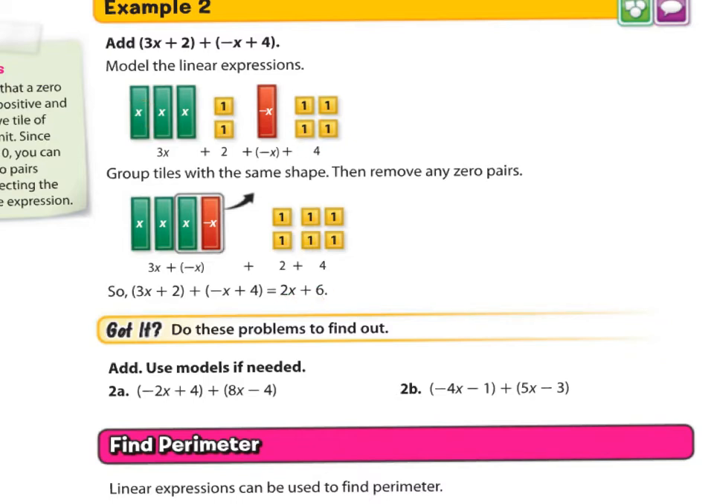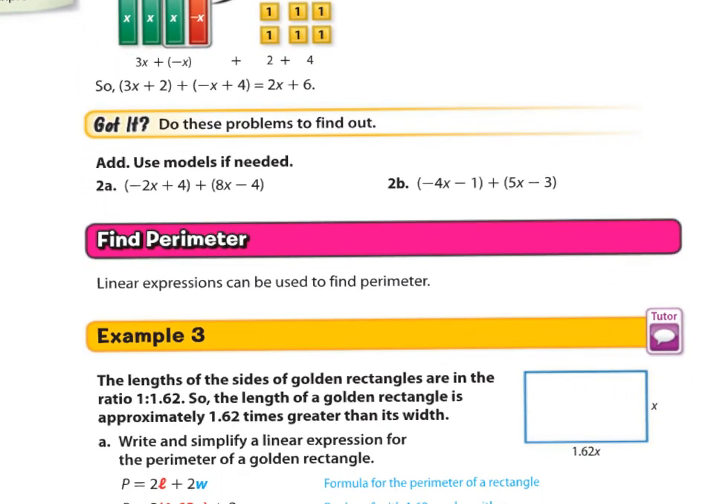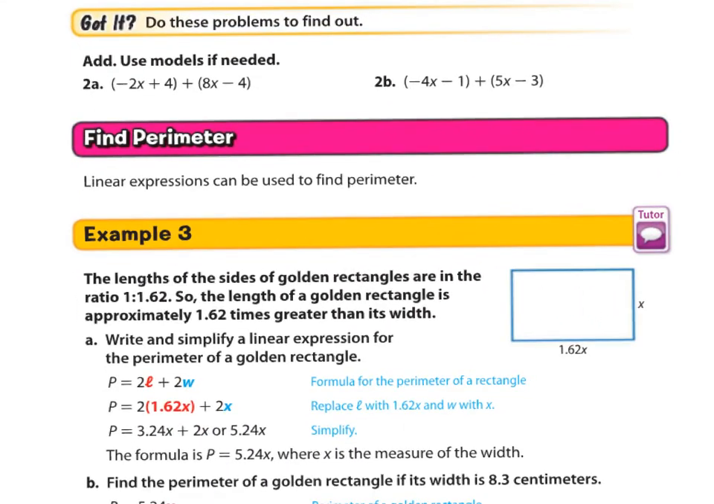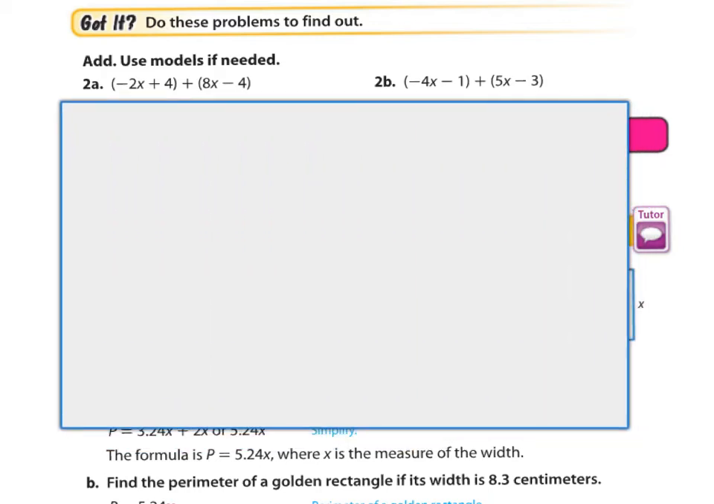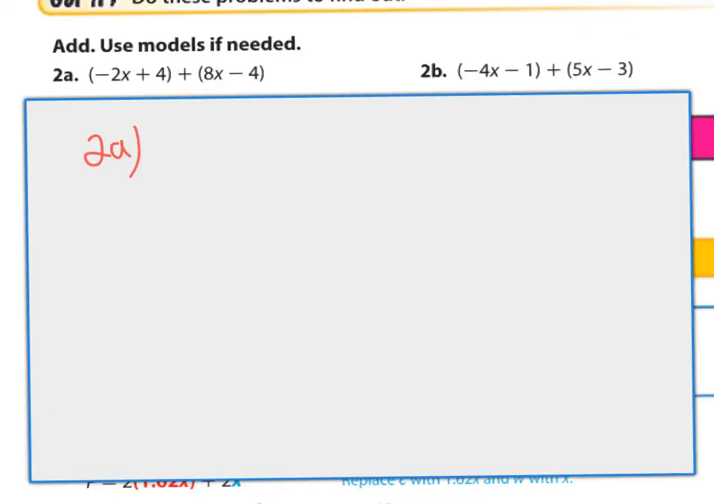You see? You can go ahead and pause the video and read through this on your own, or just take my word for it. Okay, we've got 2a and 2b to try. Pause the video now and go ahead and try these on your own. Pause now. I hope you paused the video.